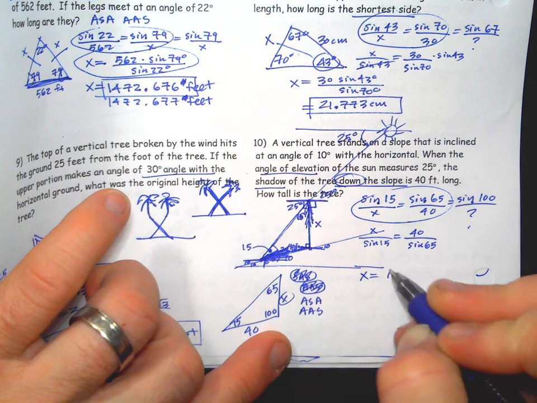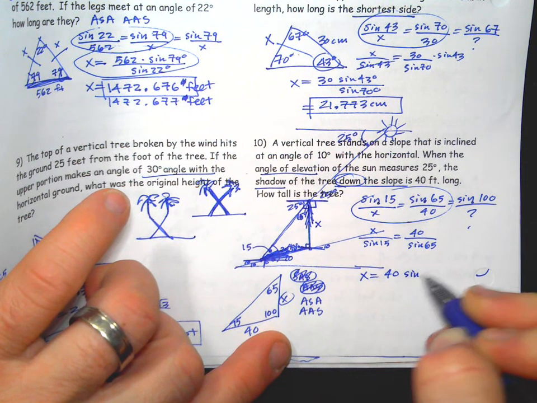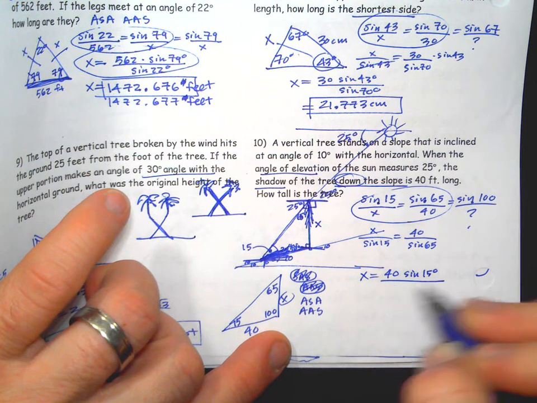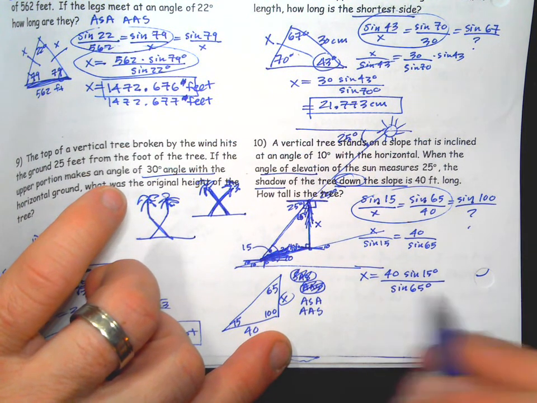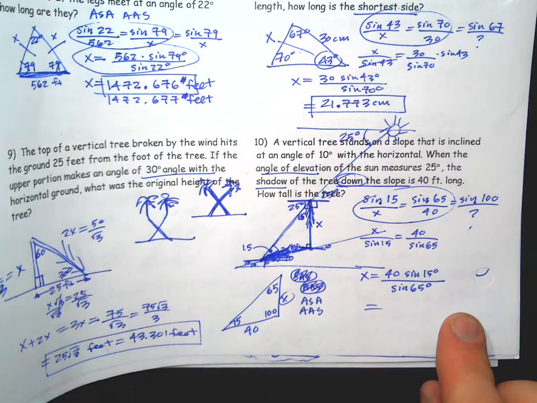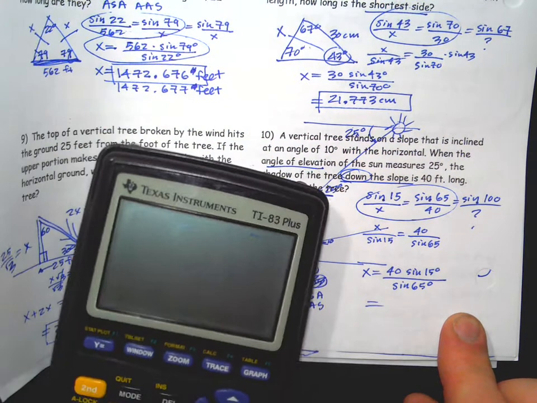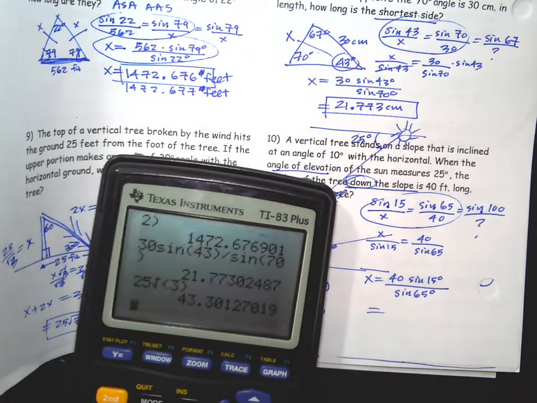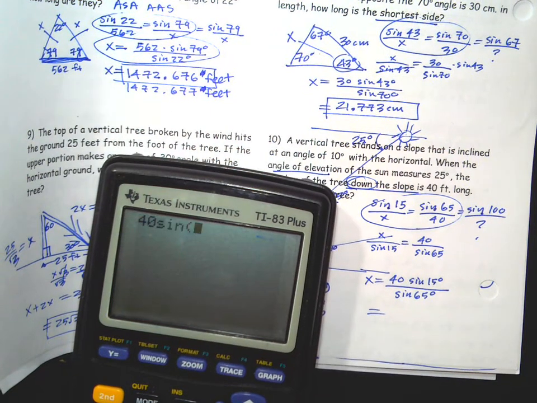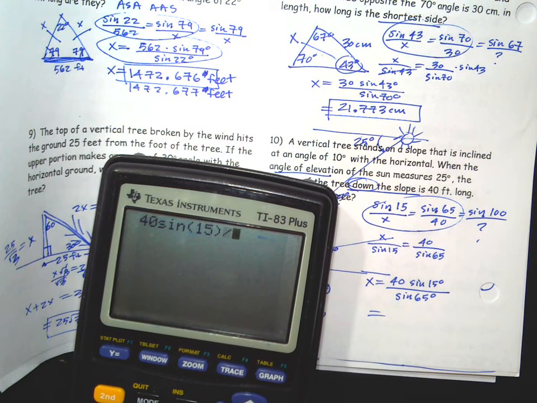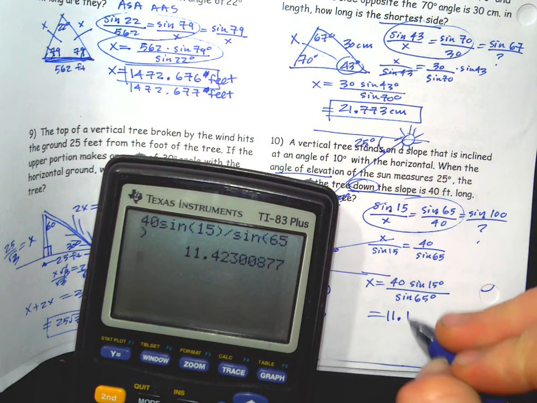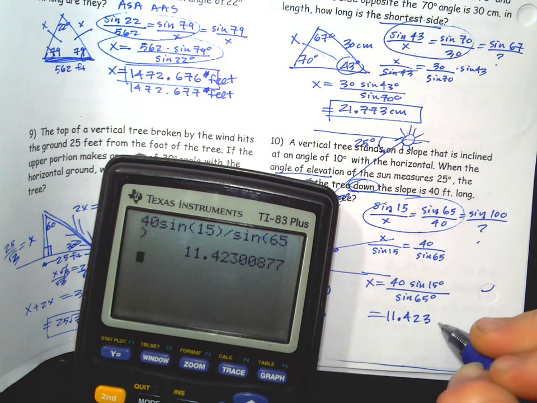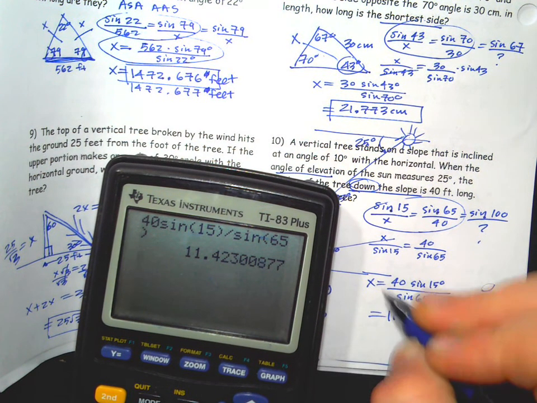And show me the exact answer. I want to see the exact answer. Don't start putting decimals in your work. That's annoying. You're going to write all those extra decimals in the middle of your work. Just keep it exact. Then we'll put that in our calculator. So 40 sine of 15 divided by sine of 65 is 11.423. Rounded or truncated comes out the same. Units are feet.